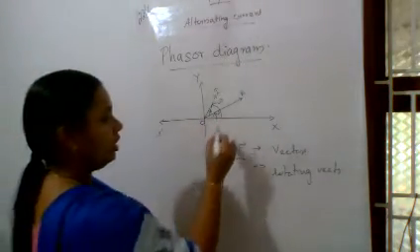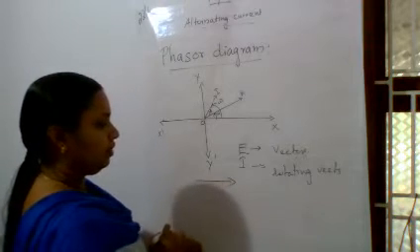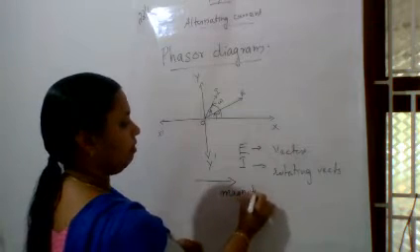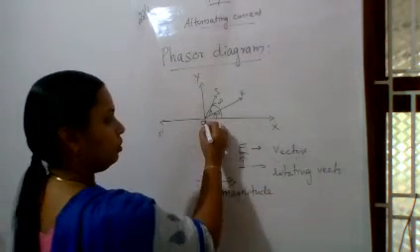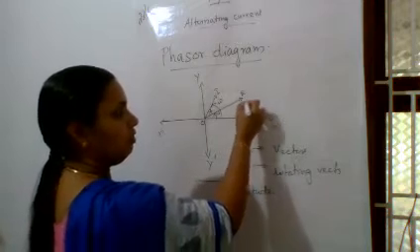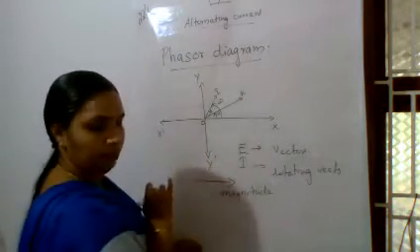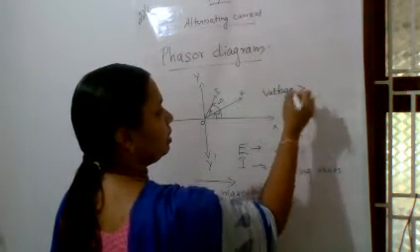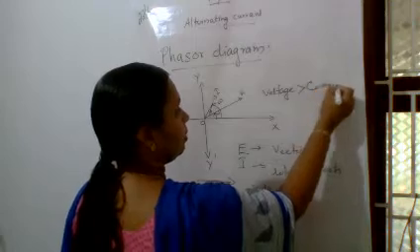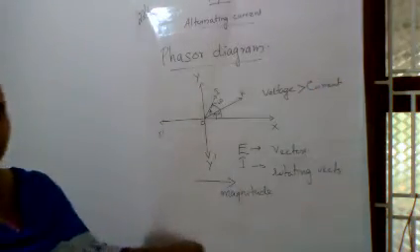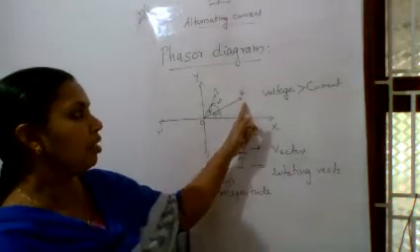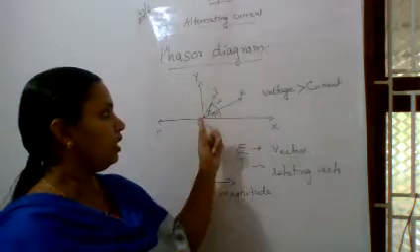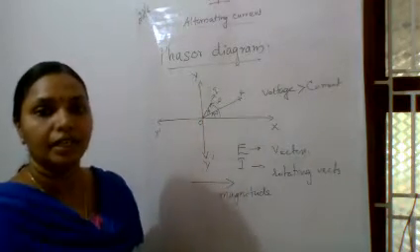Okay, and here the length of the vector represents the magnitude of this EMF and current. So here I have drawn OE greater than OI. That is, the voltage or the EMF is greater than the current. So the magnitude of the voltage is greater than that of current. So the length of the voltage phasor is more than the length of the current phasor.